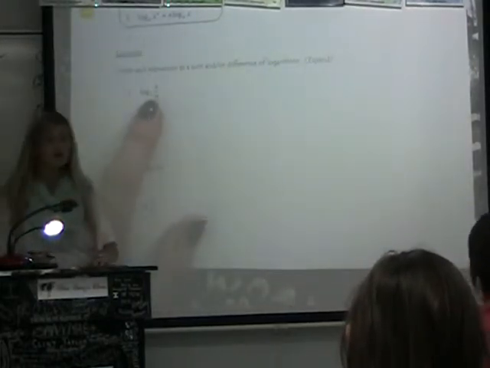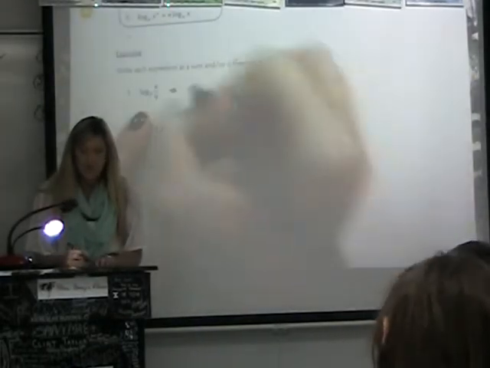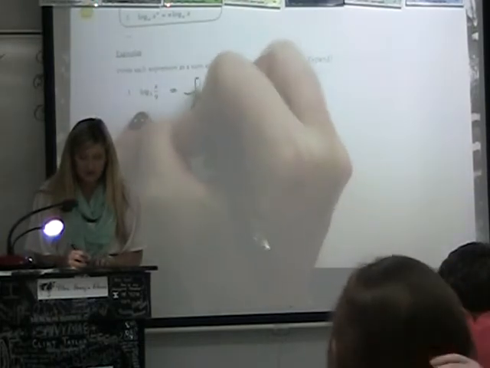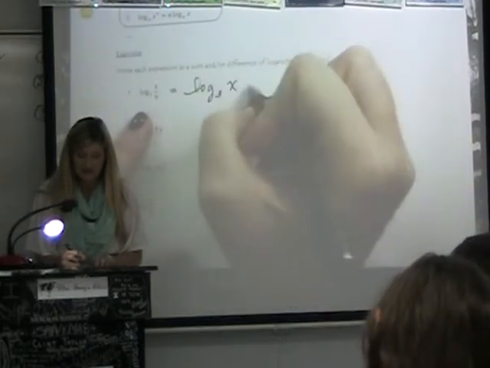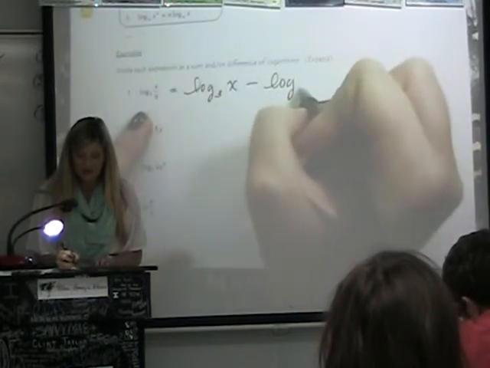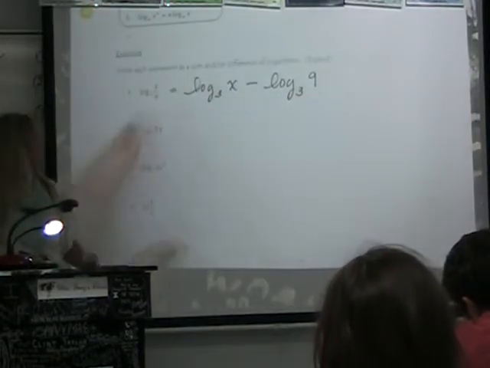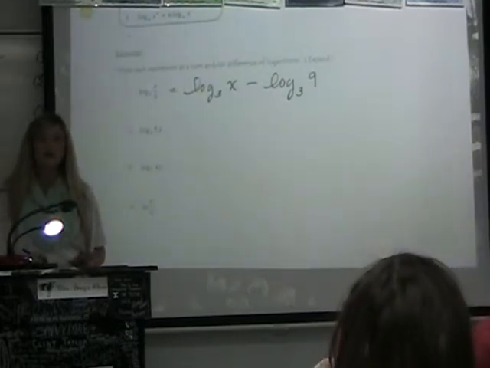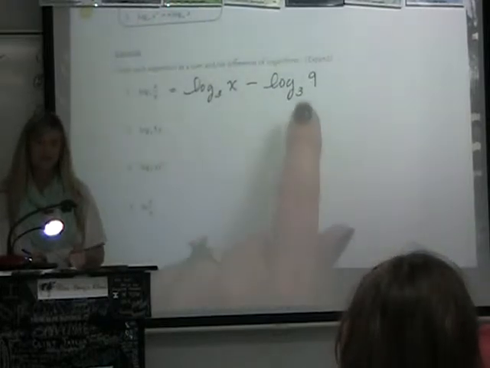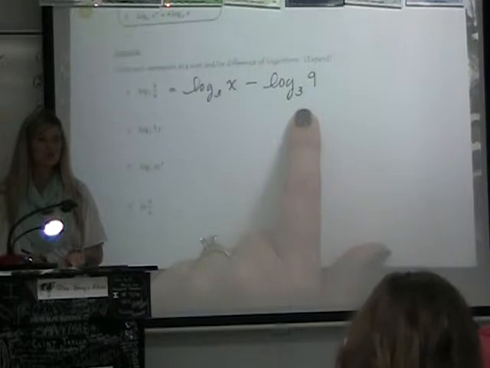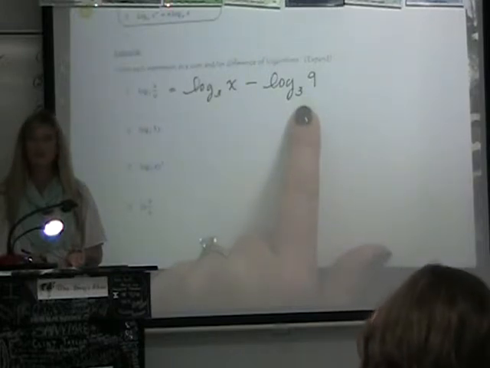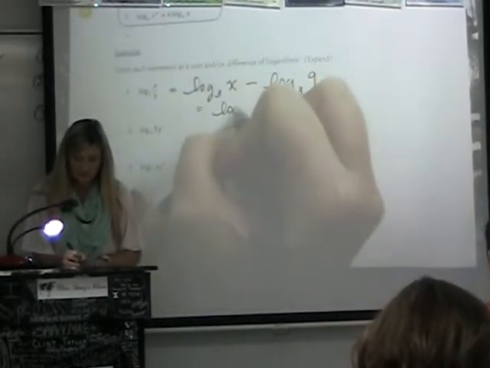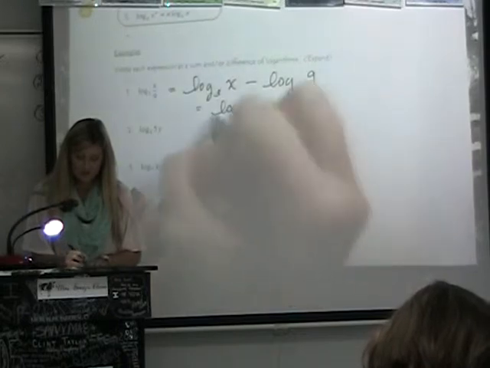So for number 1, I have log base 3 of x over 9. Well, we said division implies subtraction. So I can rewrite this as log base 3 of x minus log base 3 of 9. That's actually not my answer because one of those logarithms will simplify. Everybody knows what log base 3 of 9 is? It's just 2, right? So my answer is going to be log base 3 of x minus 2.